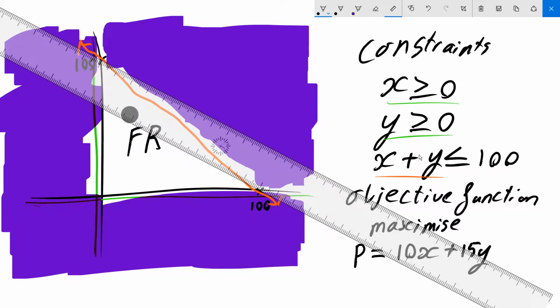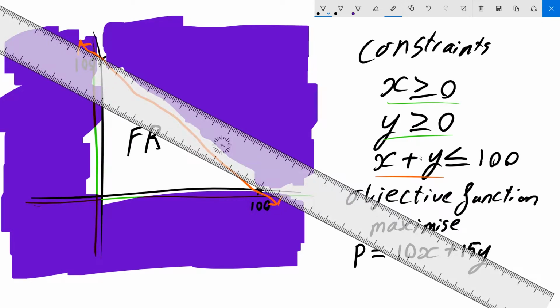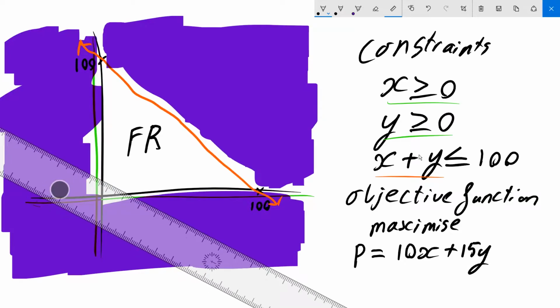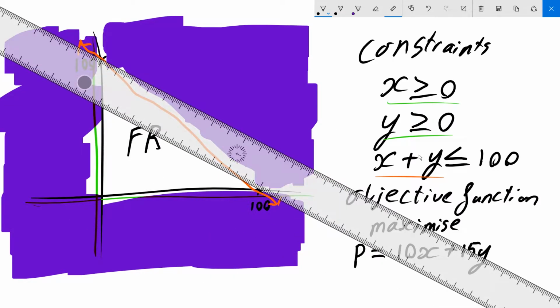So here it's telling me that if I want to maximize my profit, I want to make sure that I get 100y and 0x. So if we want to maximize profit, just by looking at it by eye, our maximum will be 100x, making 100y, making $150,000.